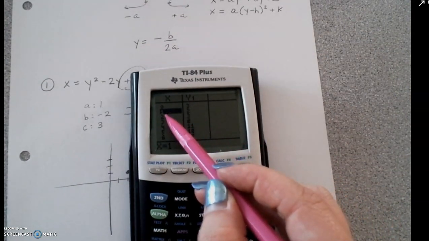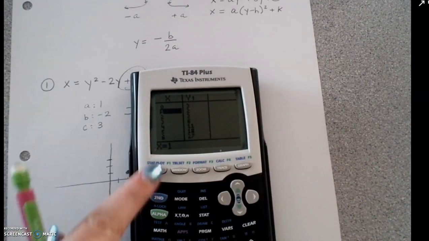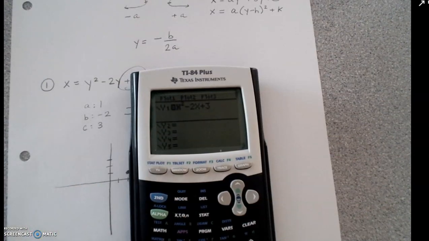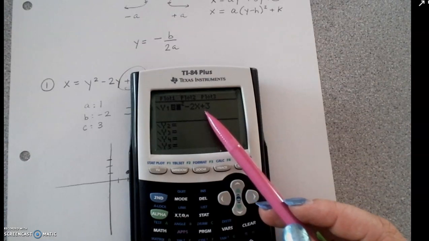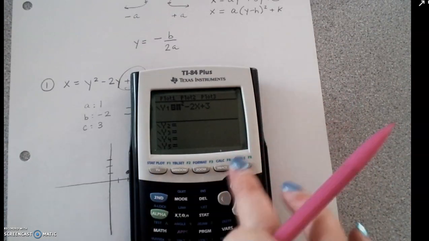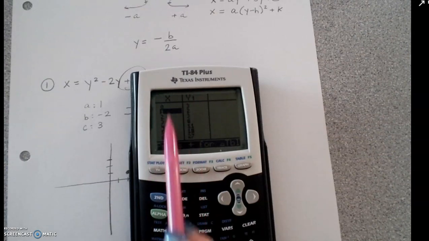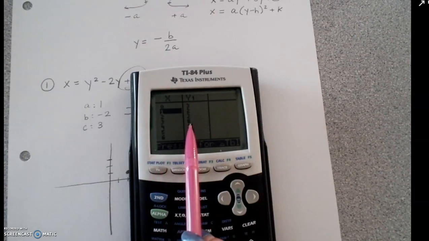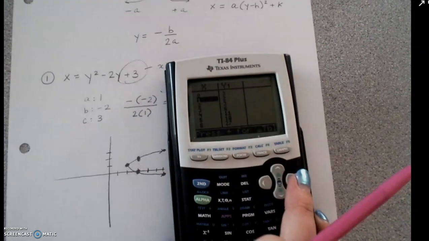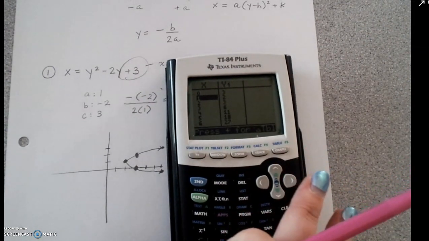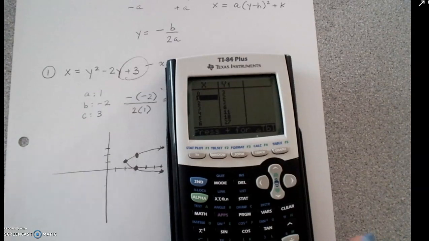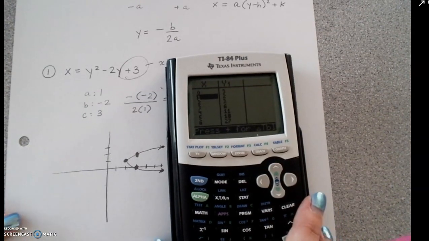2, 1. Everything's just backwards, but your calculator will only do y equals. So if you want to use your calculator, you plug it in as if it was an x equals, but then do your points backwards. Make this your x equals and this your y equals. So see, we have a point at 6, 3, like we just found. So that's how we can use technology for this. It won't do x equals for us, but we can kind of cheat the system, so to speak.